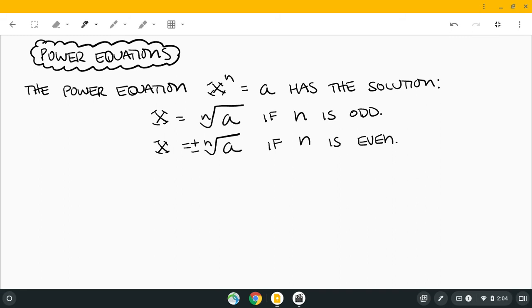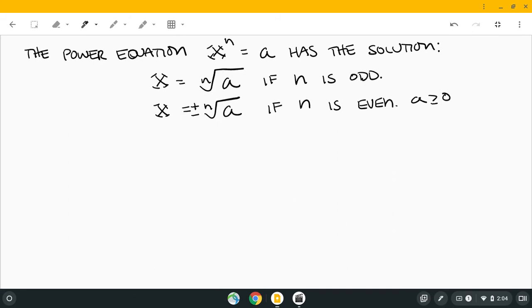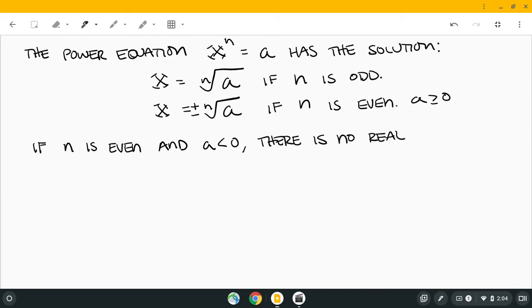And just for technicality, in this case, a is greater than or equal to 0, because if not, then we get something that is not real. We get something that is imaginary. So if n is even, so if you're taking the even root, and a is negative, less than 0, there is no real solution. That's when we get into complex numbers and you end up with imaginary.